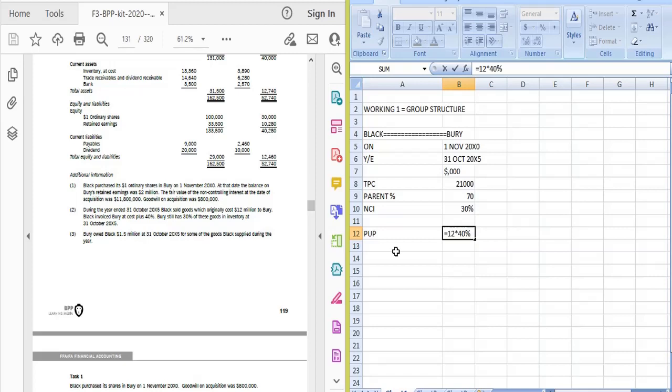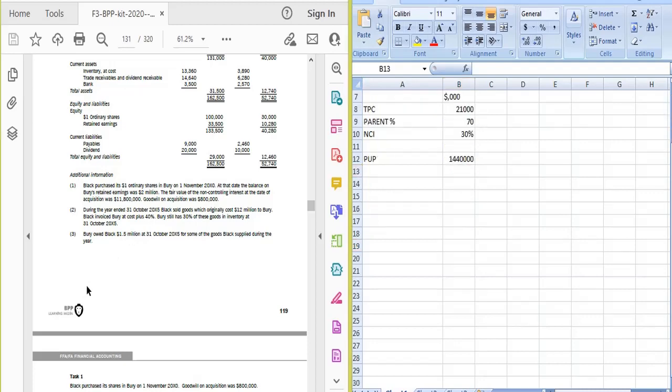Percentage, and Bari still has 30% of these goods in inventory at year end. So 30% we will multiply. If all goods have been sold by the subsidiary, then we don't have to calculate the PUP. So 1.4 million. So I will just multiply 1, 2, 3. So 1440 is your answer.